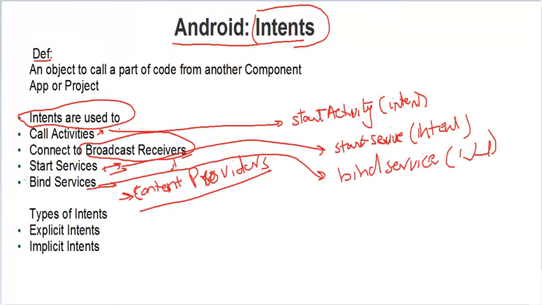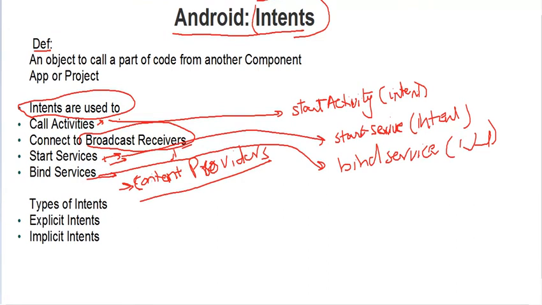Now we see what the types of intents are. There are two types of intents. One is the explicit intent, and the second is the implicit intent, as you can see here. This is the explicit intent, and this is the implicit intent. Two types of intents. So what is the difference between explicit and implicit?